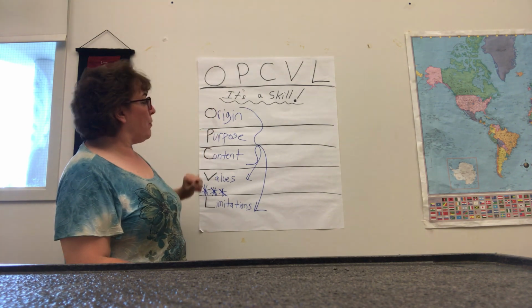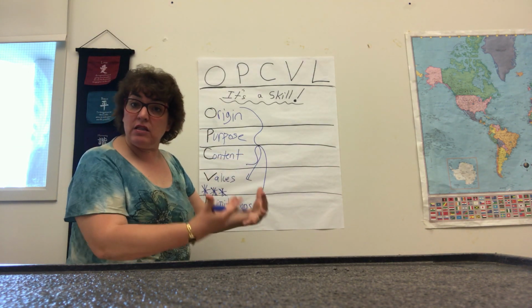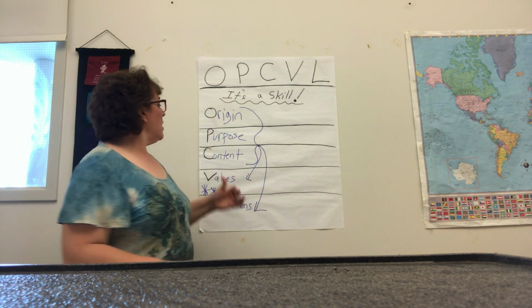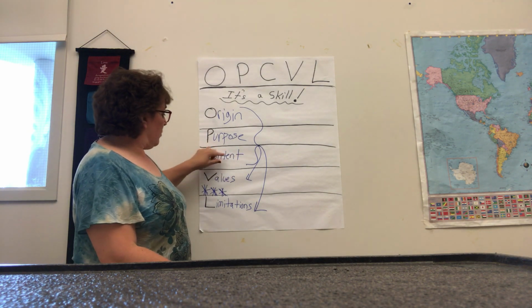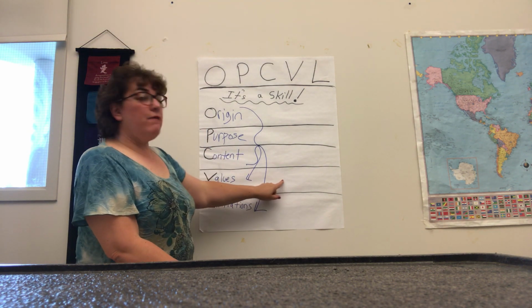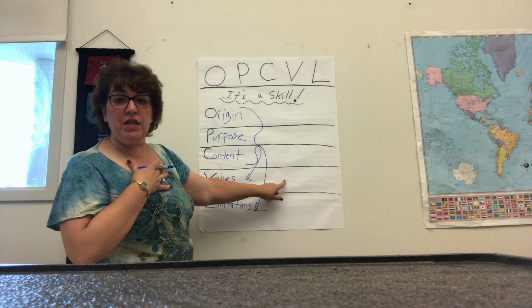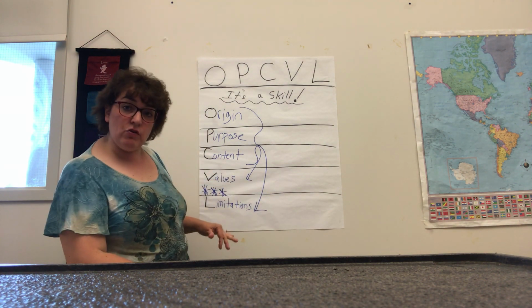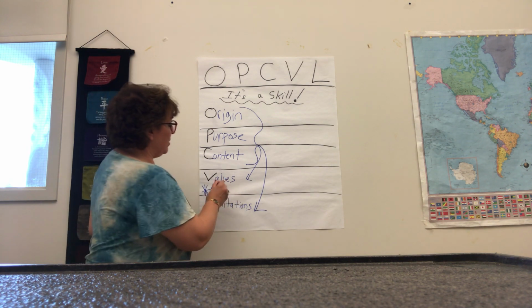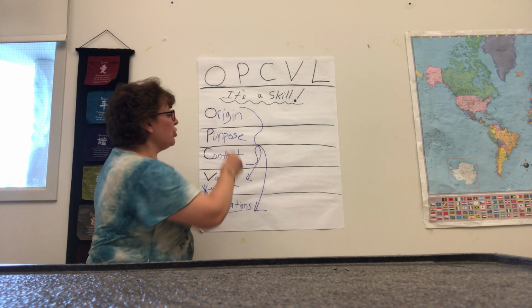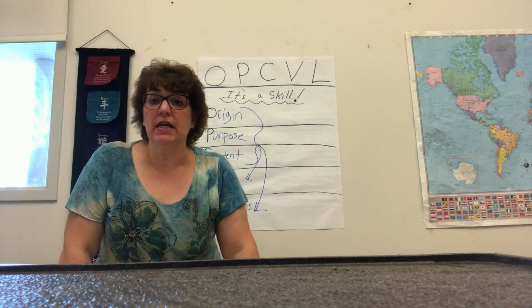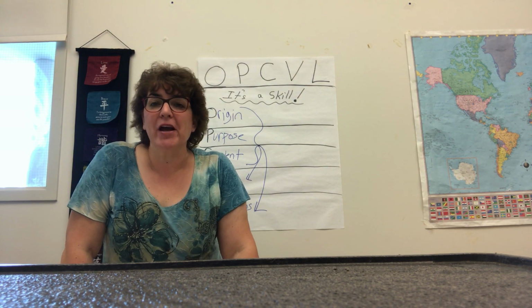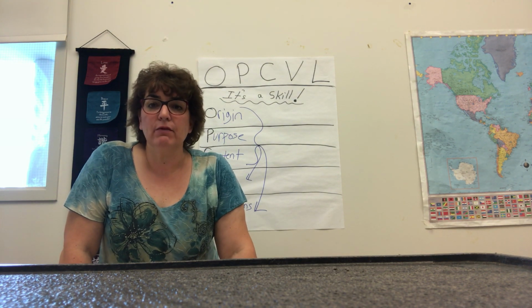State the origin, state the purpose. You're speculating here. What do you think is the purpose? Use some good thought. We're not using anything with this till we get down here. What are the values? If I'm a historian studying this topic, what are the values of using this source? What are the limitations of using the source? And I want to connect these two to origin, purpose, and content if I can, whenever I can. Okay? So here's our OPCVL.